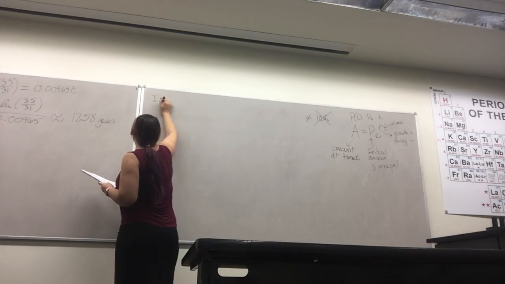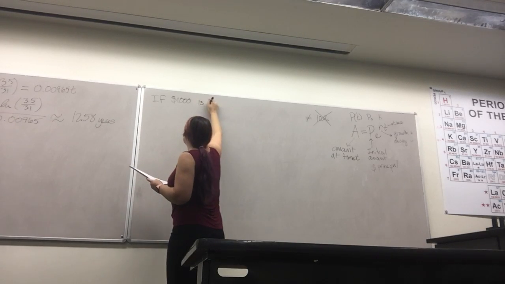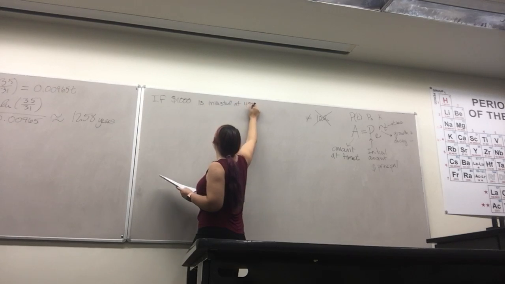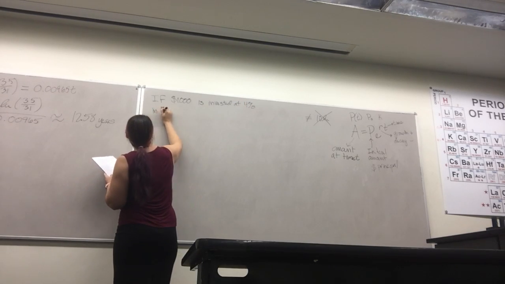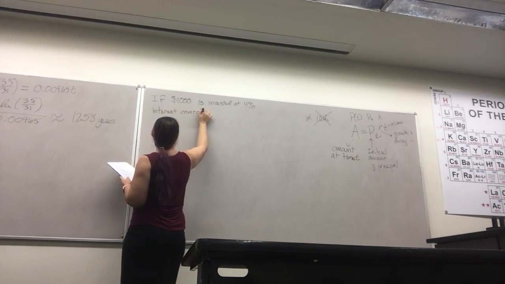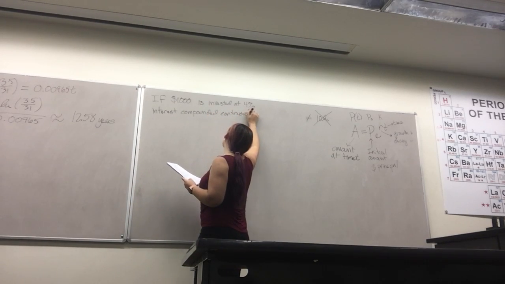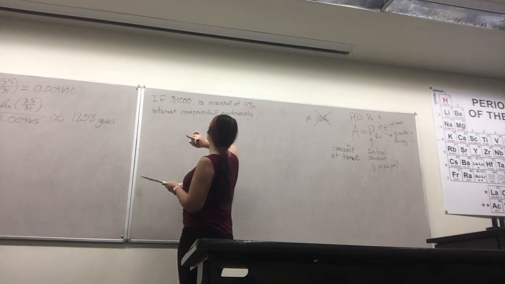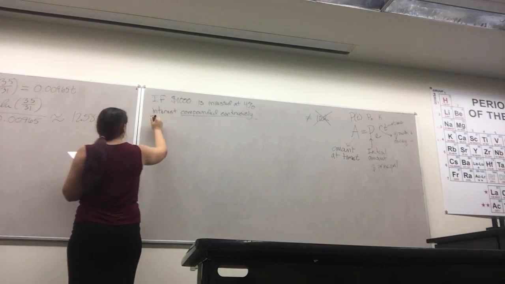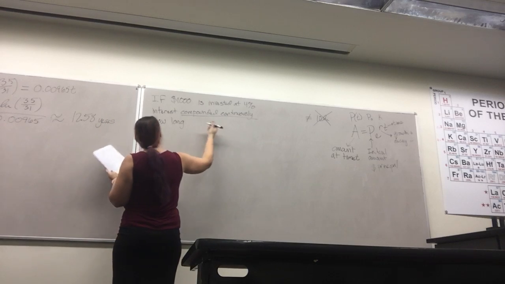Okay, so if $1,000 is invested at 4%, interest compounded continuously, it's way too many O's and U's all over the place. How long until you double your money?